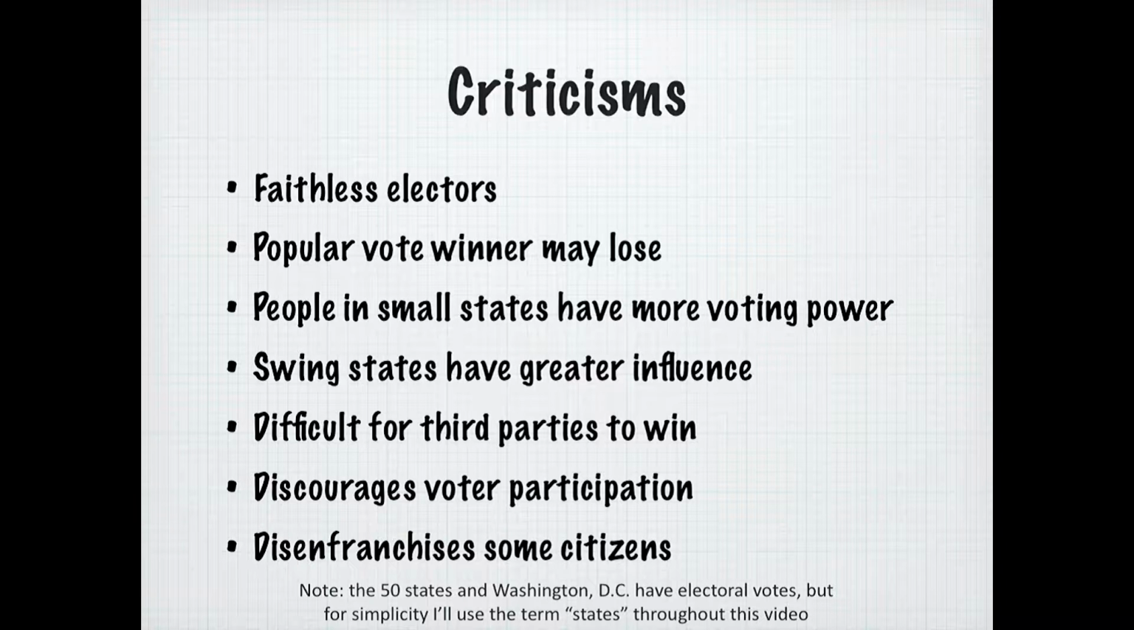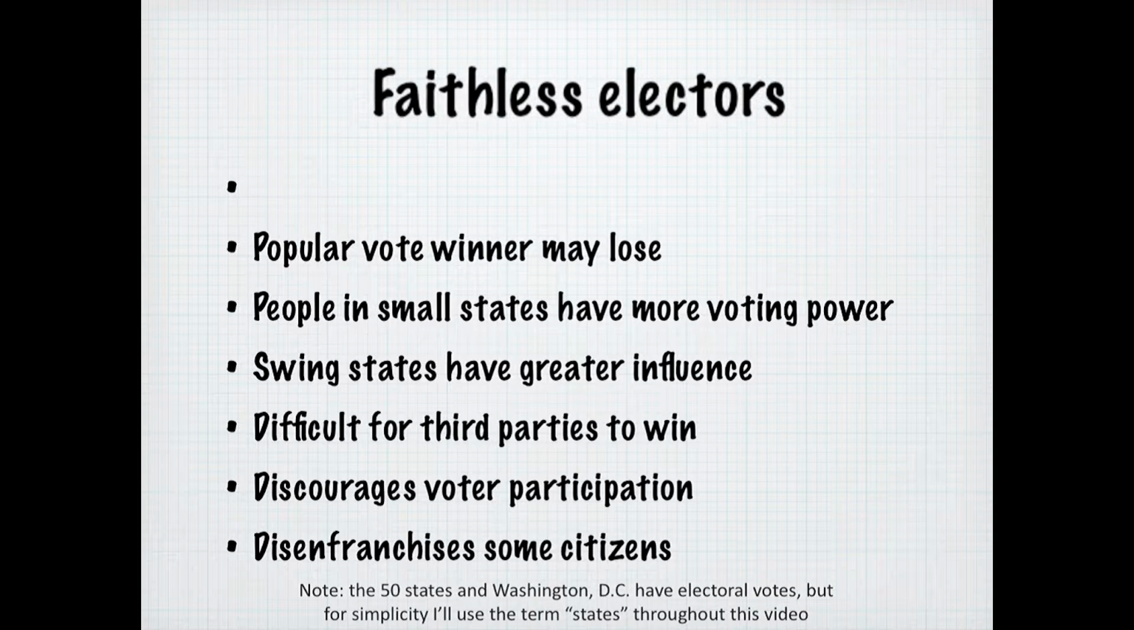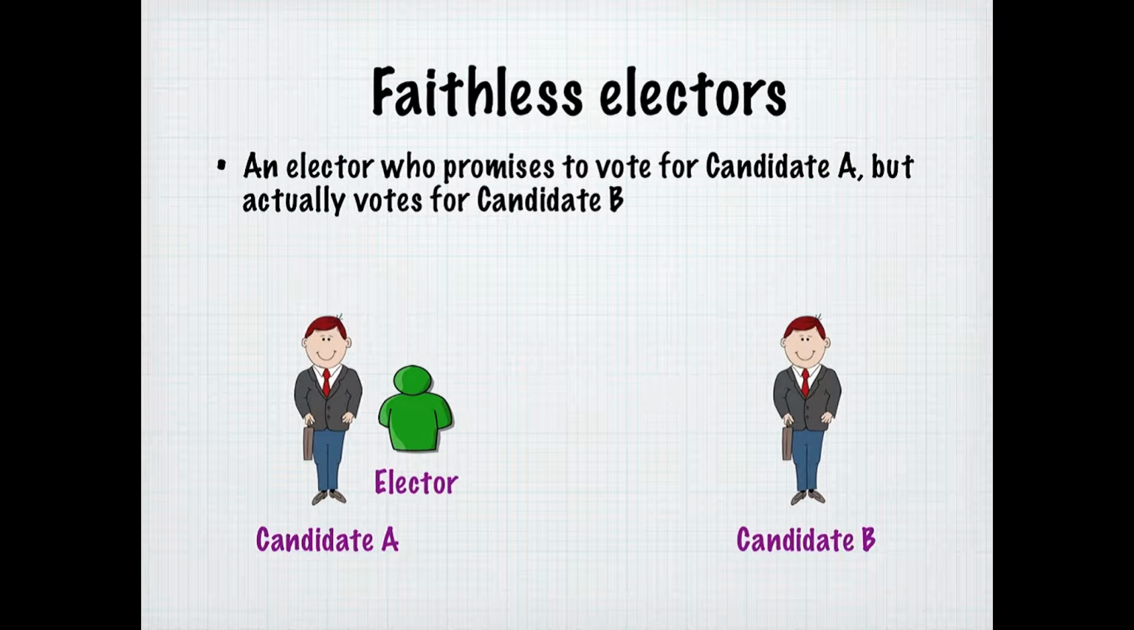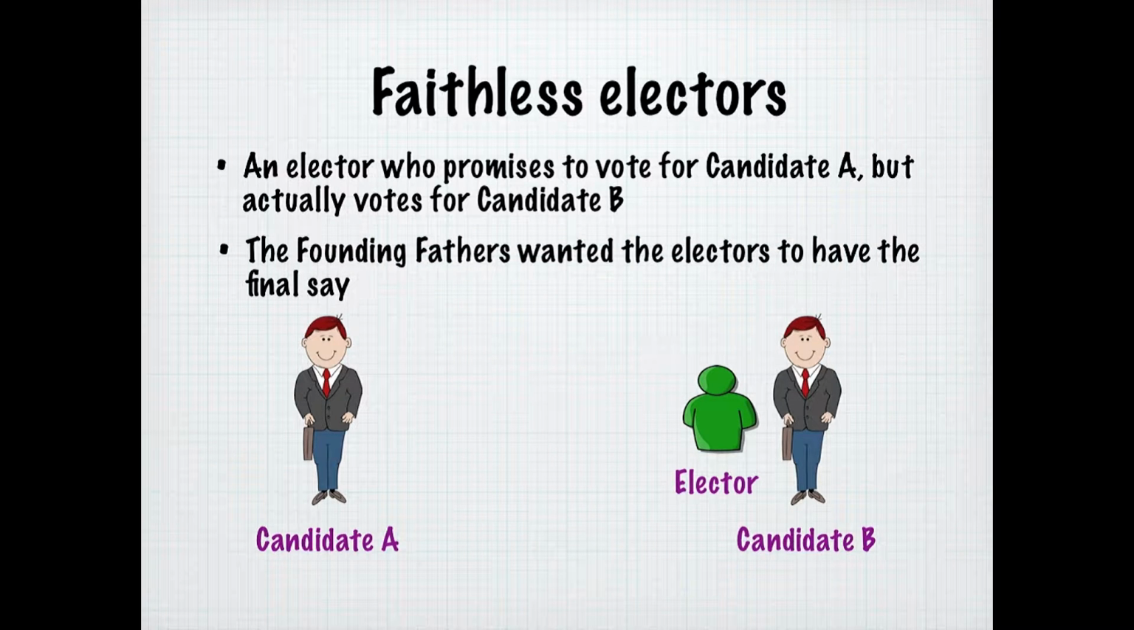The first criticism of the Electoral College system is that there is the possibility of faithless electors. A faithless elector refers to an elector who promises to vote for candidate A, but actually votes for candidate B. Although the Founding Fathers wanted the electors to have the final say, an elector's ability to switch his or her vote reduces the power of citizens to choose the president. There have been some instances of faithless electors in U.S. history, but they have never changed the outcome of an election.